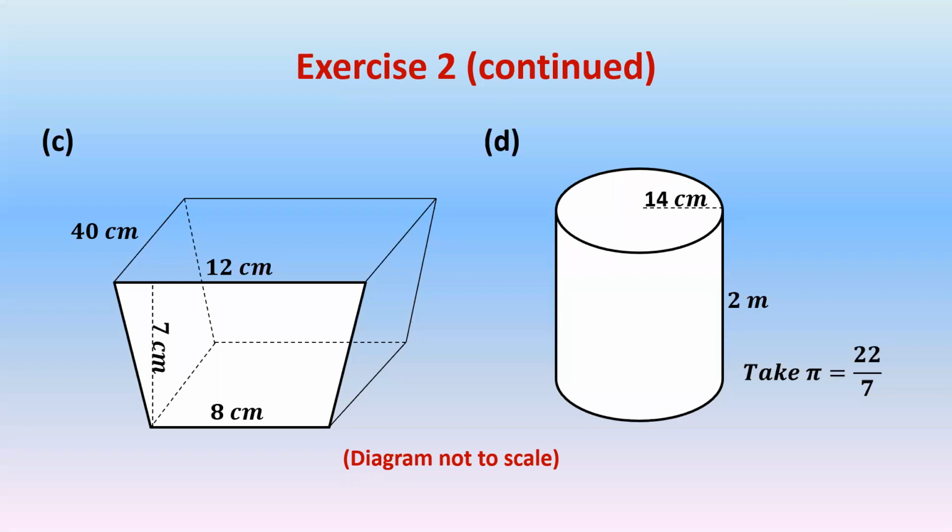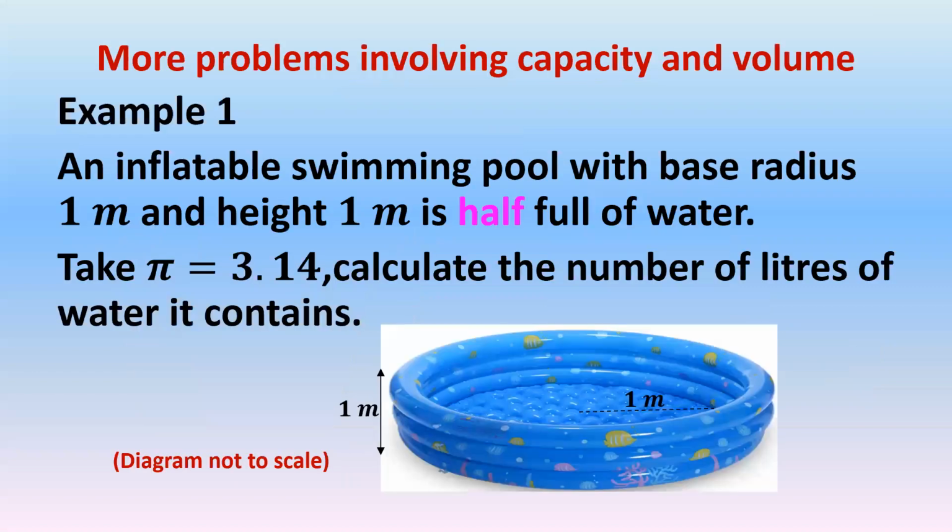Now let's do some more problems involving capacity and volume. Example 1. An inflated swimming pool with base radius 1 meter and height 1 meter is half full of water. Take pi to be 3.14. Calculate the number of liters of water it contains.